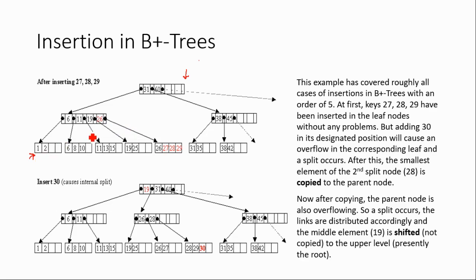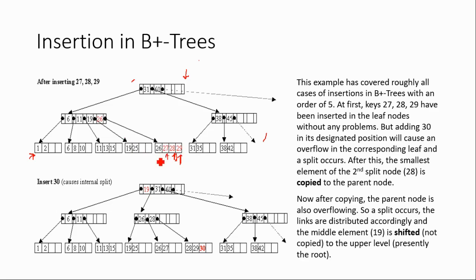Leaves have an order of 4. So the key is that we insert 10, 27, 28, and 29 in the leaf nodes. The B+ tree already has some elements, and then these elements 27, 28 and 29 have been added to the leaf node of the B plus tree.